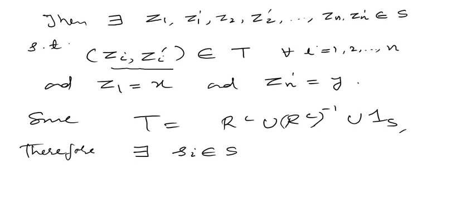So these elements are in X. So this identity relation is the identity relation on X, not on S, because the relation is on X. So the relation is on X, not on S. So there exists s_i in S, and there exist two elements a_i, b_i in X. These elements are in X.